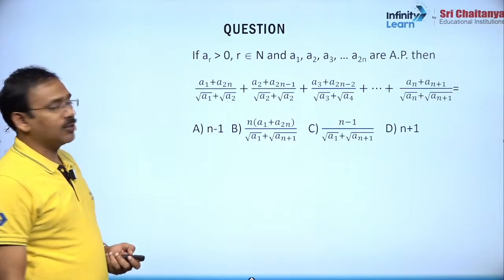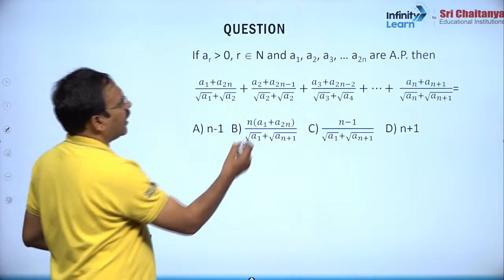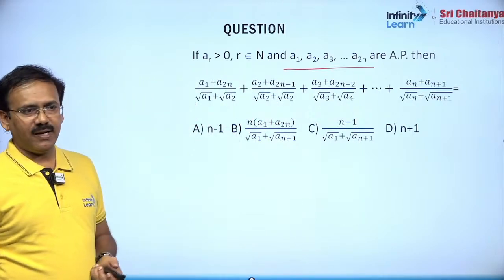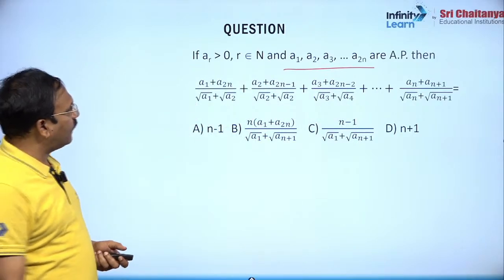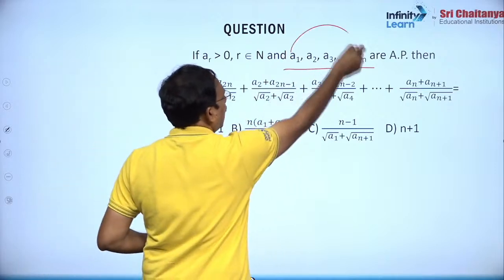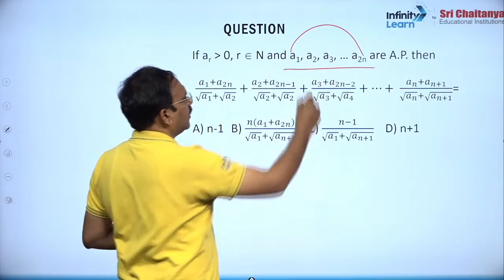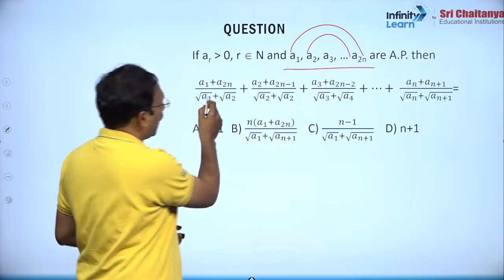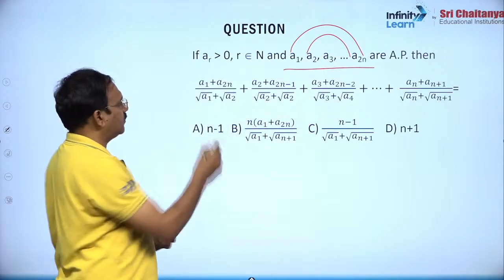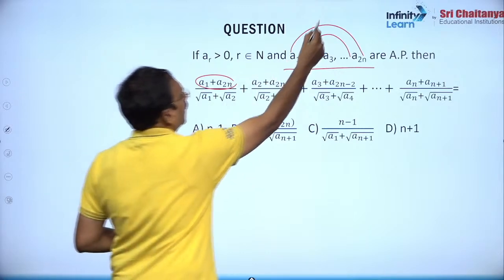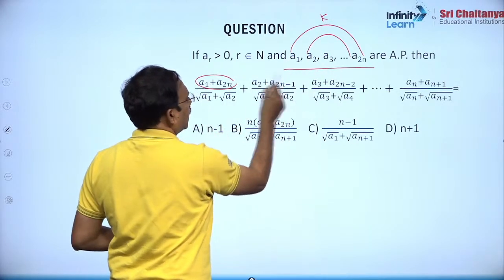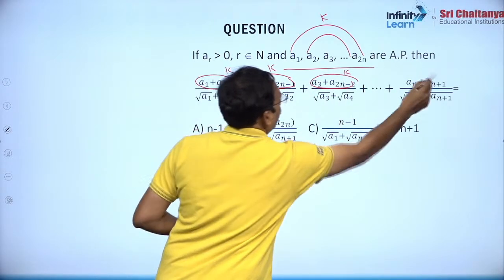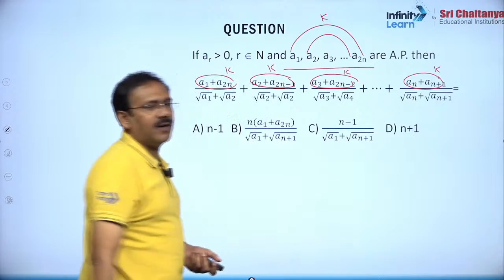Fine. Here also it is the same. You can observe A1 to A2n are in AP, and we need to simplify this, my dear friends. We know that A1 plus A2n is the same as A2 plus A(2n minus 1), and is the same as like this. You can observe there are an even number of terms. If I take this numerator as k, the second one is also k, this also k. So in every fraction the numerator is k, my dear friends.